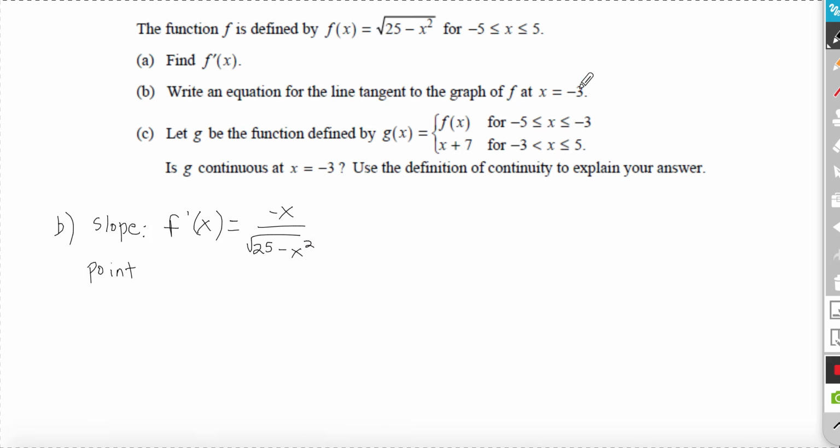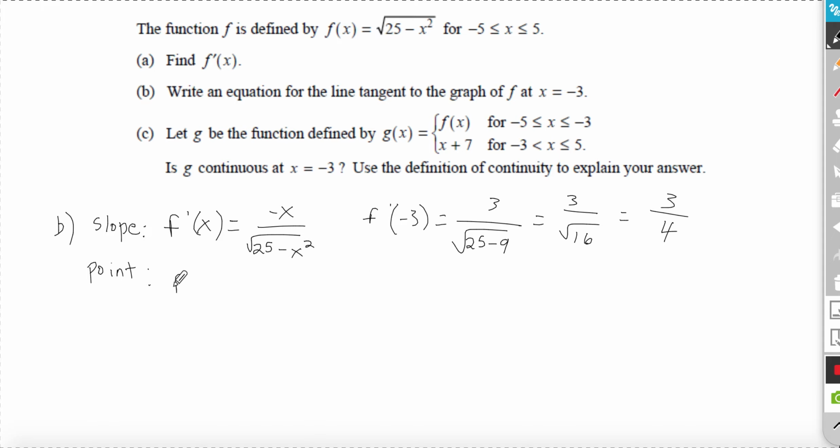I want the slope of the derivative at x equals negative 3, so f prime of negative 3 is going to be 3, because it'll be negative negative 3, over the square root of 25 minus 9, because negative 3 squared is 9. That's going to give me 3 over the square root of 16. 3 over the square root of 16 is 4, right? So 3/4 looks like our slope, okay?